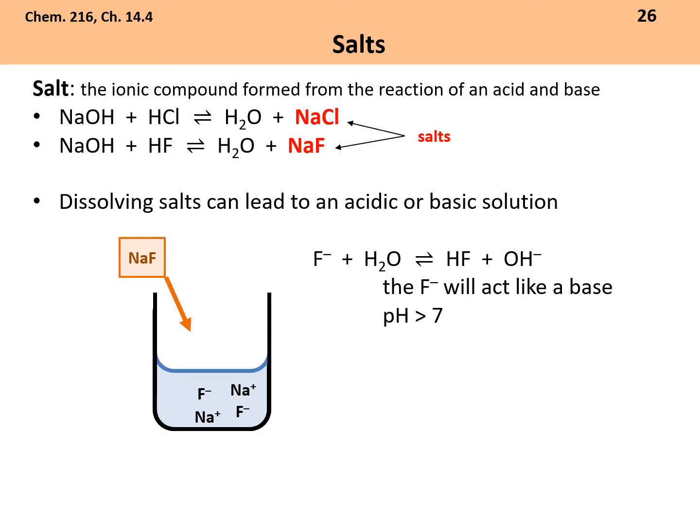So in chapter 14.4, we talk about salts. Now remember what salts are. Salts are made when you take a base like NaOH and react it with an acid like HCl. You get NaCl plus water. If you had NaOH and HF, you'd get NaF.